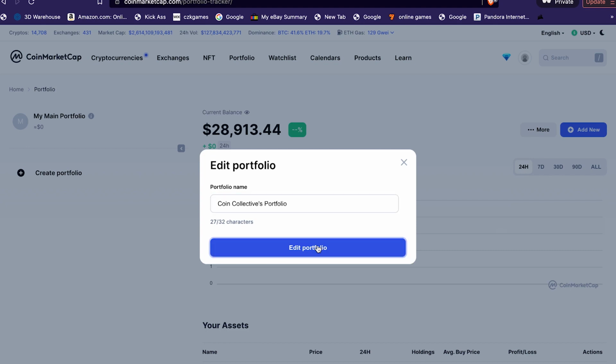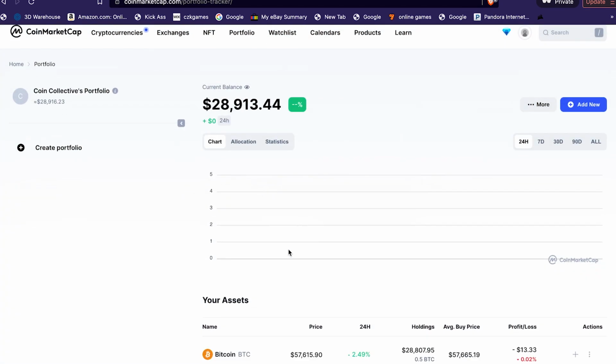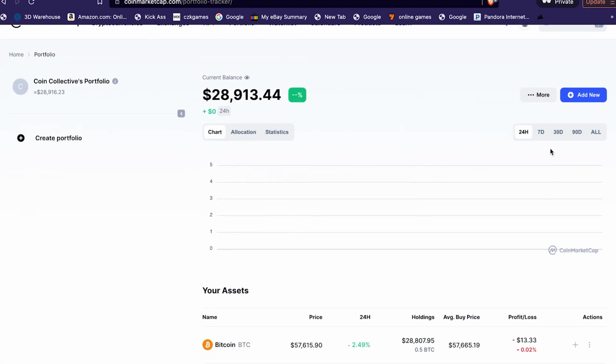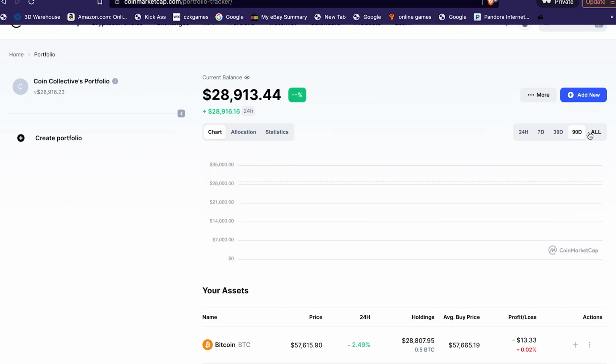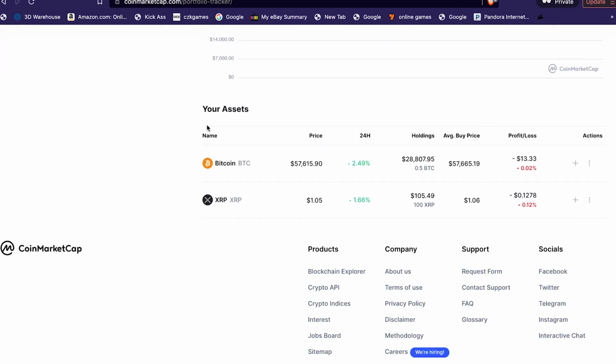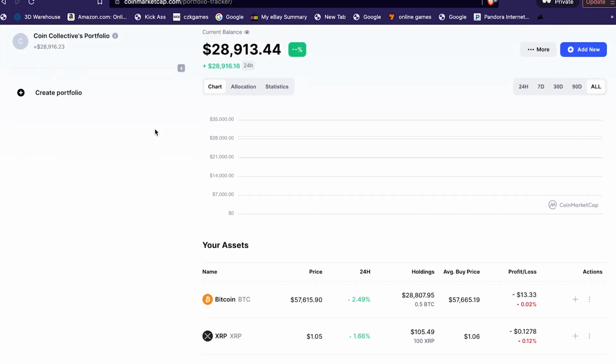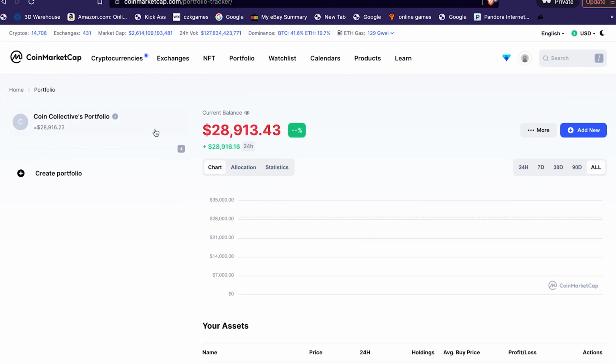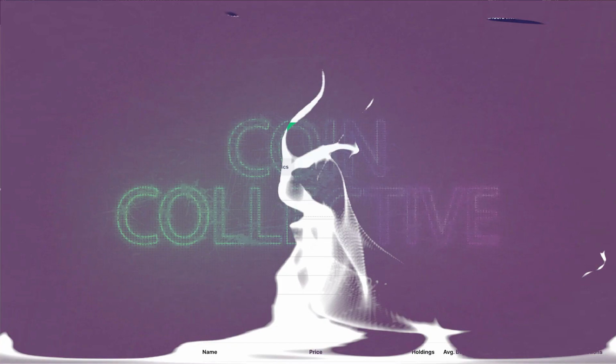Super easy to use. Once you build your holdings, you can zoom out and see how well you're doing over a 90-day frame, 30-day frame, 7-day frame, or even all. So again, guys, this is just tracking your holdings. This is not for physically buying these assets. This is after you have purchased these assets on different exchanges and you want an easy way to track the valuation of all of your holdings.